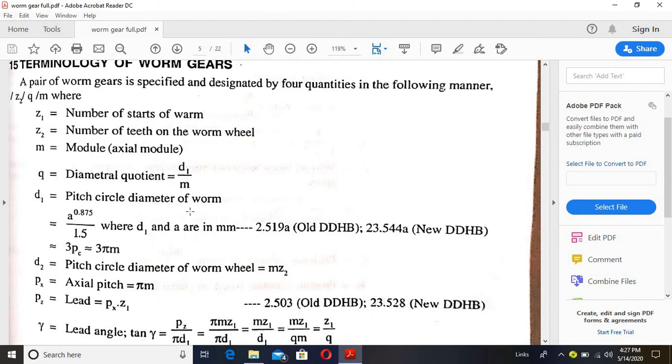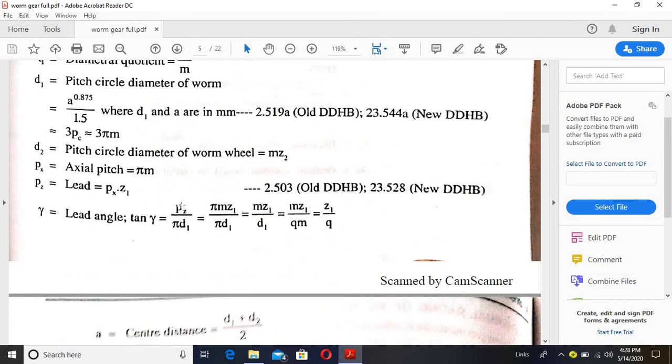d1 is the pitch circle diameter of the worm, or it can be calculated using the formula d1 is equal to a to the power of 0.875 divided by 1.5, where d1 and a are in mm. d2 is the pitch circle diameter of the wheel, that is equal to m into z2. Px is the axial pitch, pz is the lead, that is equal to px into z1, and gamma is the lead angle.